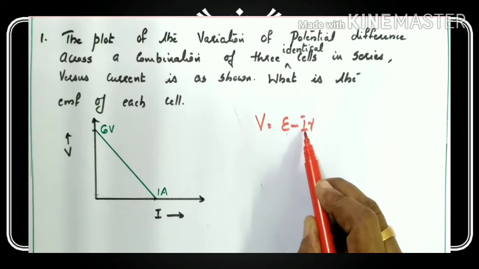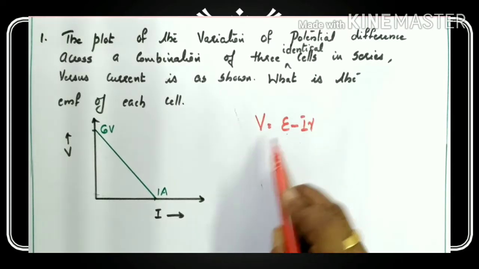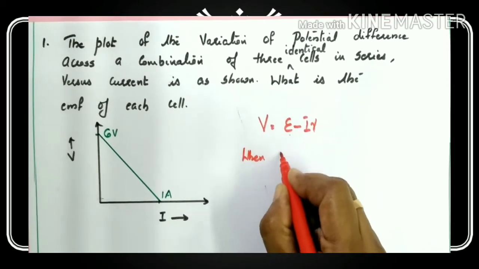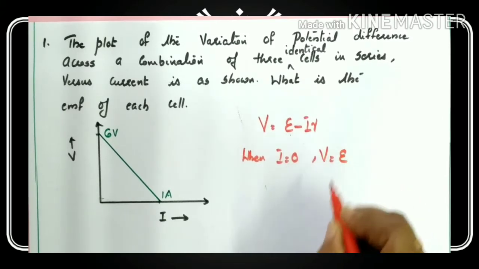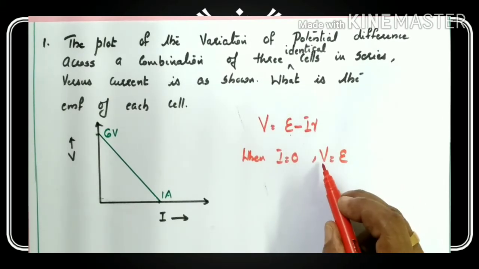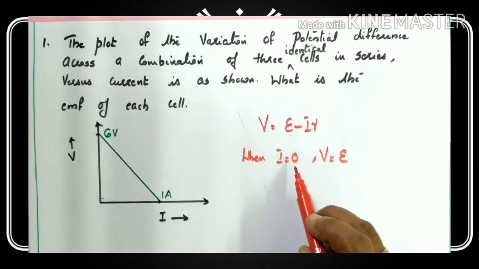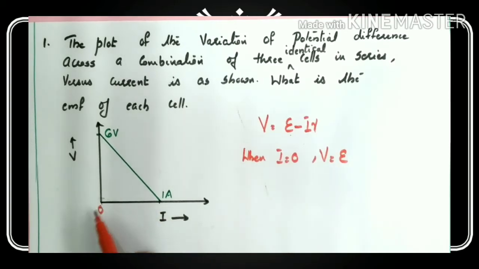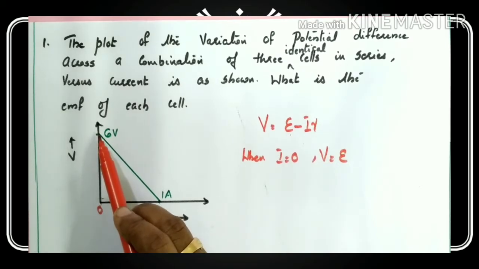Now, if current equals 0, what is the potential difference? We know potential difference equals EMF. When current equals 0, when no current is drawn, potential difference is equal to EMF. That's the definition of EMF. It is the difference in potential when no current is drawn, or in an open circuit. So, here in the graph at this point, what is the current? Current equals 0.